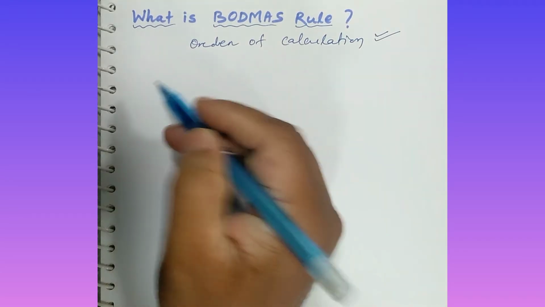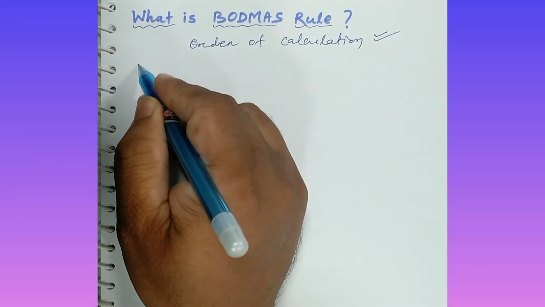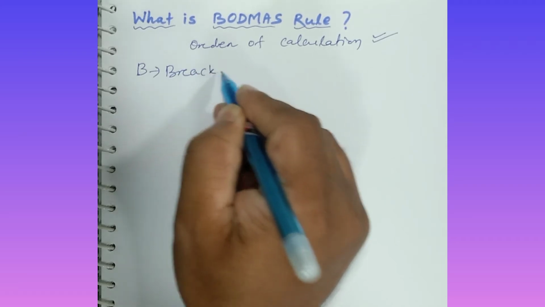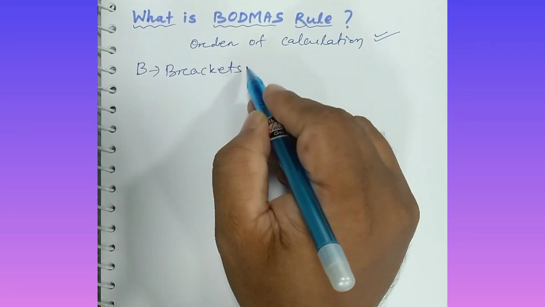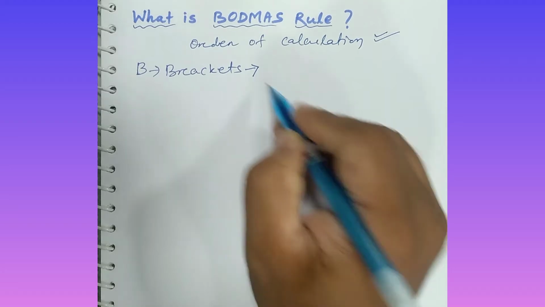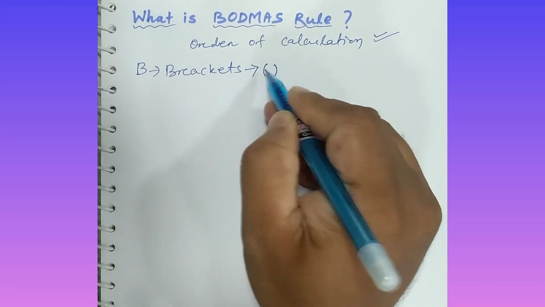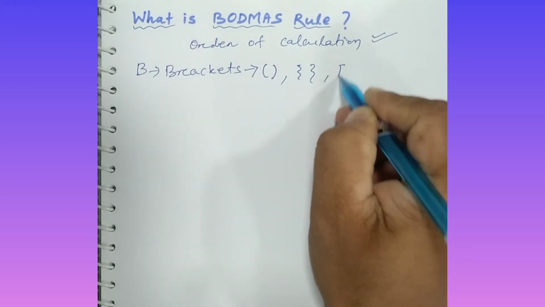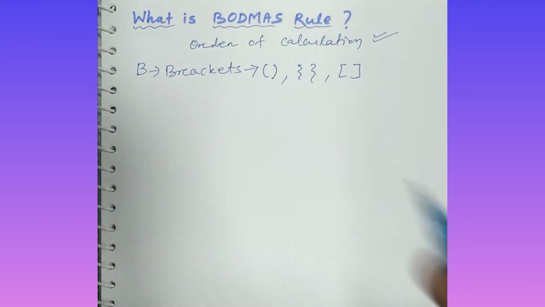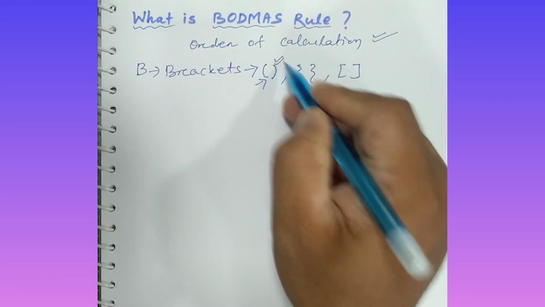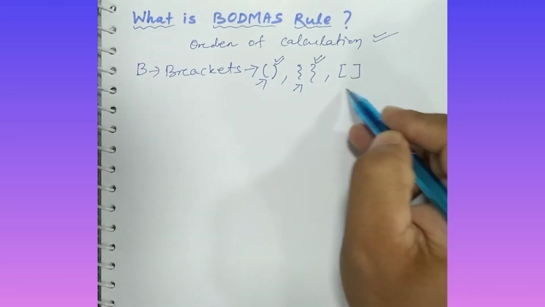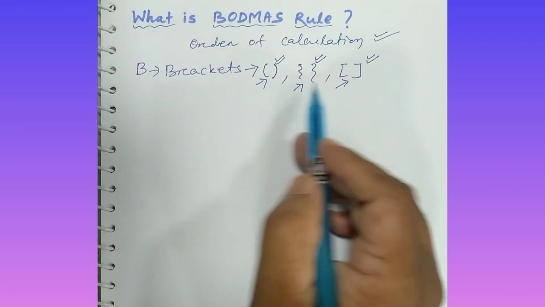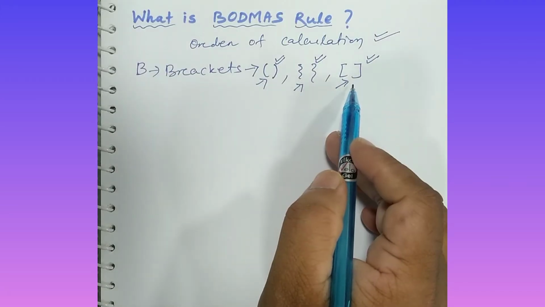So what is the full form of BODMAS? I'm writing here B. B stands for brackets. Brackets include parentheses, curly braces, and square brackets. In the questions, first you have to simplify the parentheses, then the curly braces, and at last the square brackets.